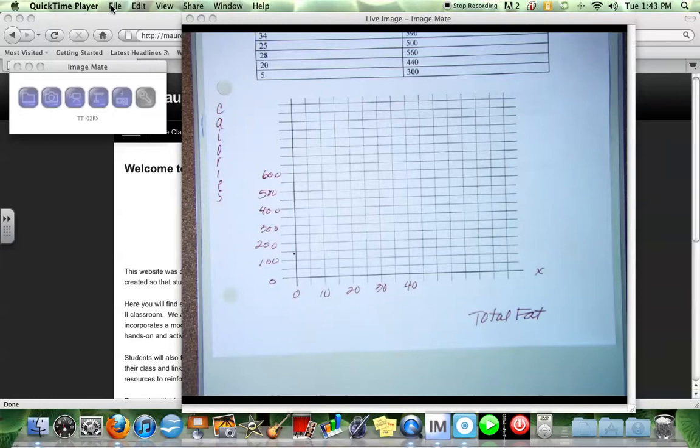All right, so your first point is going to be where? 9 and 260. Okay, so plot that point. All right, so 9 and 260, and then what's the next point? 13 and 320. All right, plot that one. Go ahead and do the rest of them.